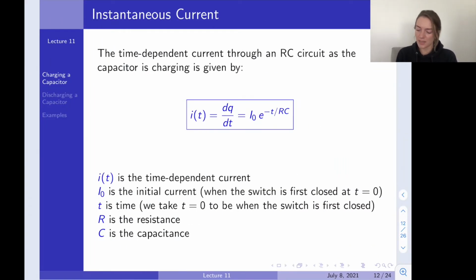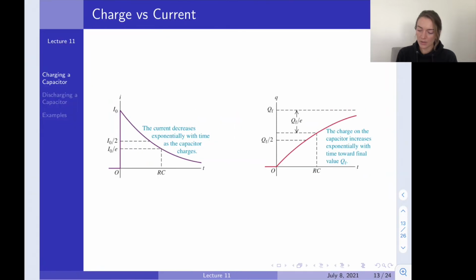Okay, so I just rewrote that here. So this is the current as a function of time as the capacitor is charging. And then we have all of our variables listed here. So now let's look at the difference between these two formulas. So this is the current. And this is the charge.